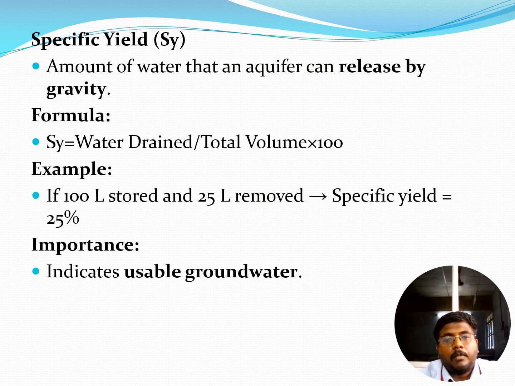Next we see about specific yield. Specific yield is defined as the actual amount of water that will be taken out of rock or sediment under the pull of gravity. Otherwise, it is defined as the amount of water that an aquifer can release by gravity. By using this formula, we can directly find the specific yield: water drained divided by total volume. Specific yield is important because it is used to indicate the usage of groundwater at a specified location.